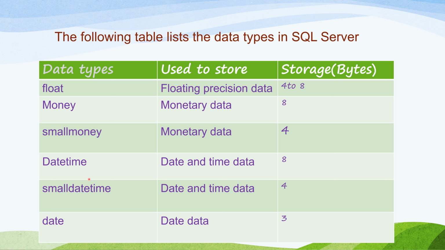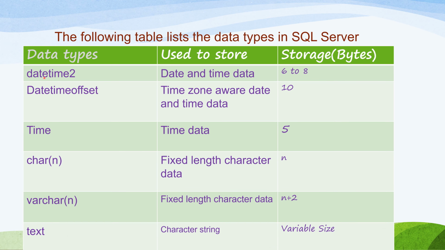And this one is datetime. Here you can store date and time data, and its storage is 8 bytes. And this one is smalldatetime. It is also used to store date and time data, and its storage is 4 bytes. This one is date, that means date data. You can store date data here, and its storage is 3 bytes. This one is datetime2, used to store date and time data. Its storage is 6 to 8 bytes. This one is datetimeoffset. It is used to store time zone aware date and time data, and its storage is 10 bytes. This one is time, used to store time data. Its storage is 5 bytes.